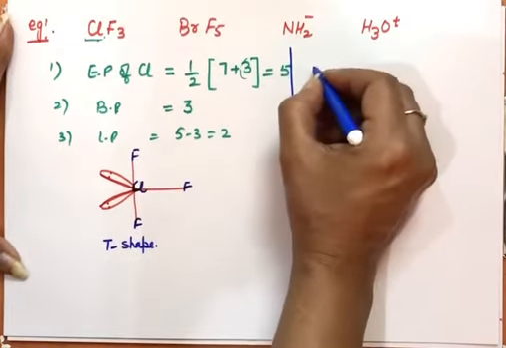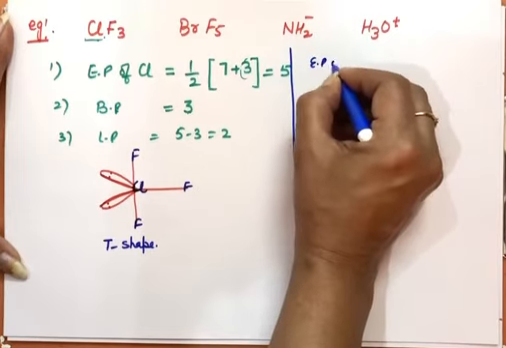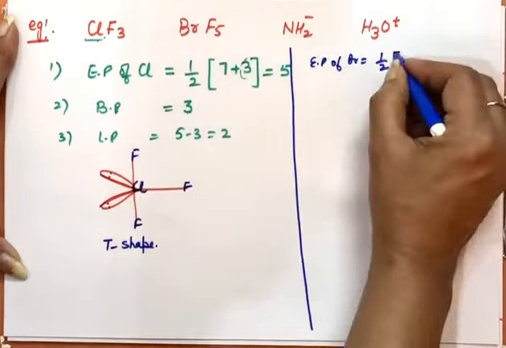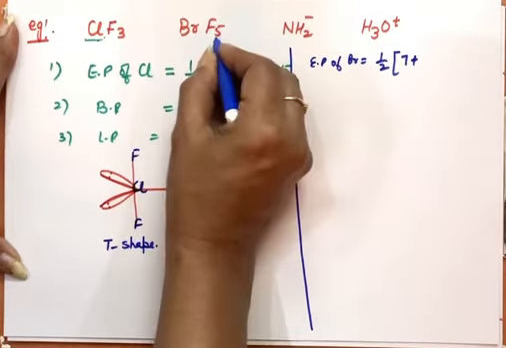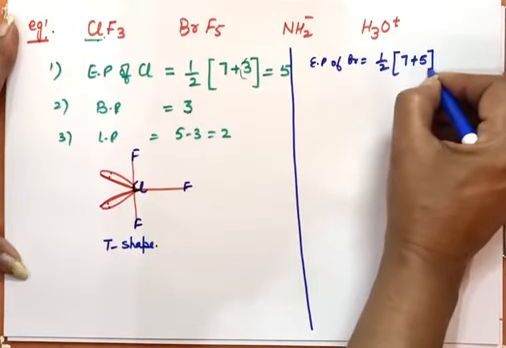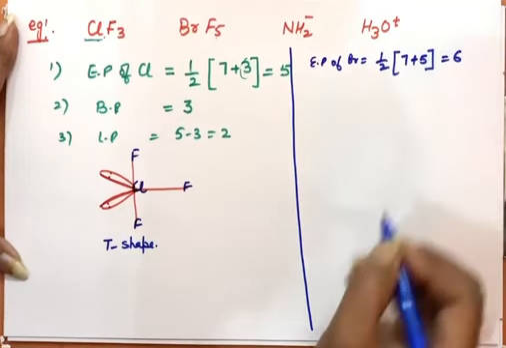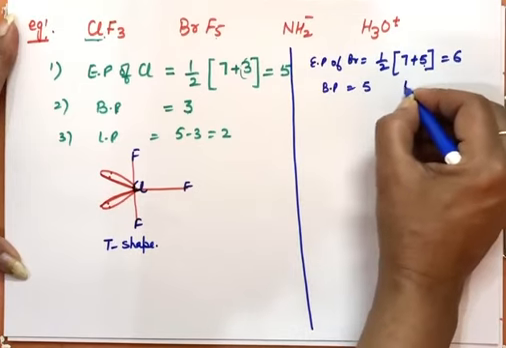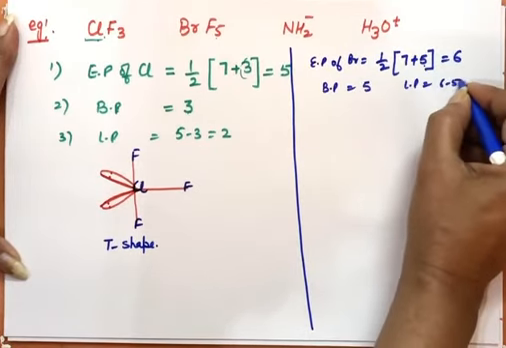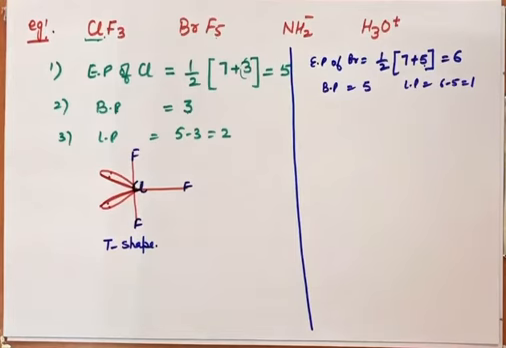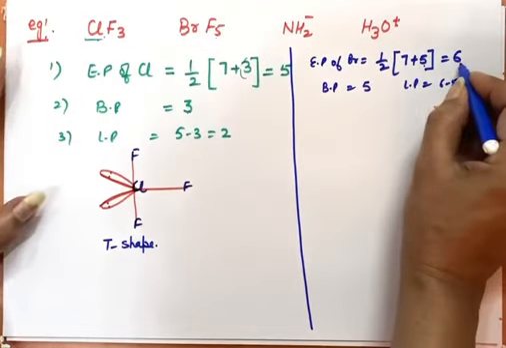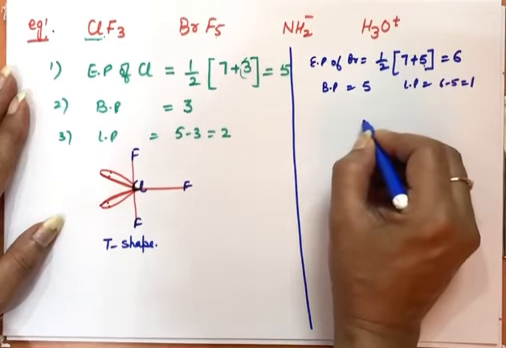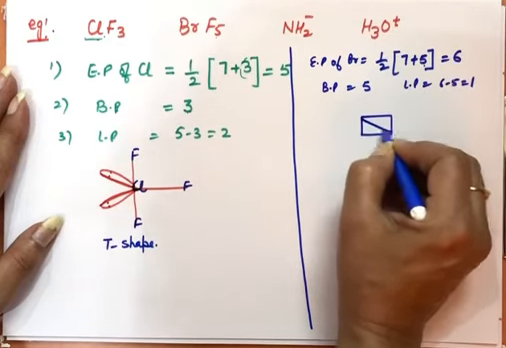Now come to BrF5. Electron pairs of Br are equal to half of, Br is a halogen. Halogens have 7 electrons in the last shell, combining with the 5 monovalent fluorine atoms. So this comes out to be equal to 6. Bond pairs are equal to the monovalent atoms, 5, and lone pairs are 6 minus 5, equal to 1. So 5 bond pairs and 1 lone pair. Electron pairs are 6. If all 6 are bond pairs, the regular geometry will be like this, that is octahedral.